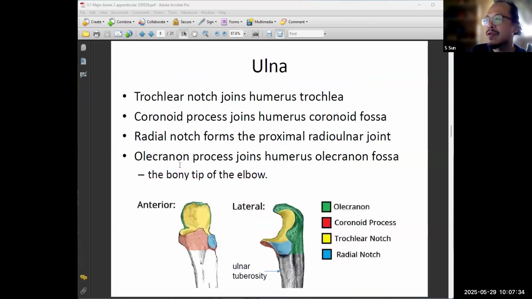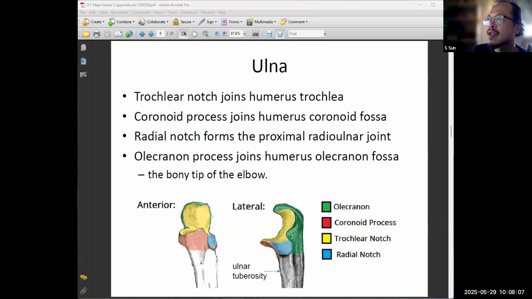So just a little bit of summary about the ulna. In the ulna, proximal means closer to our body, and distal is away. The proximal portion, the key feature here is the olecranon, which basically anchors on the back of our humerus to prevent our bone from moving further.